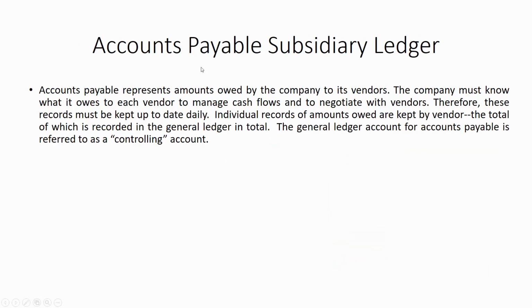We have the same dynamic with the accounts payable subsidiary ledger. Accounts payable represents the amounts owed by the company to its vendors. The company must know what it owes each vendor to manage cash flows and to negotiate with the vendors. Therefore, these records must be kept up to date daily. The individual records of amounts owed are kept by vendor, the total of which is recorded in the general ledger in total.